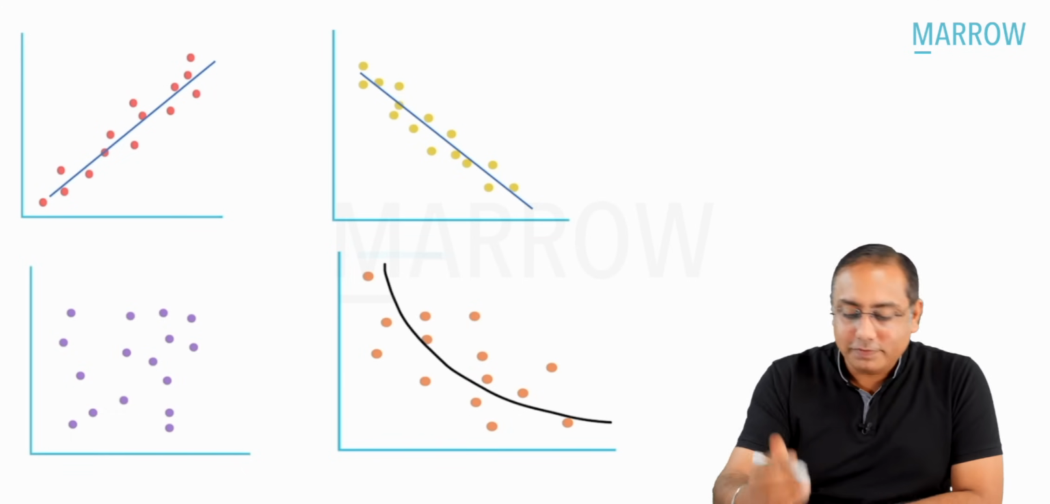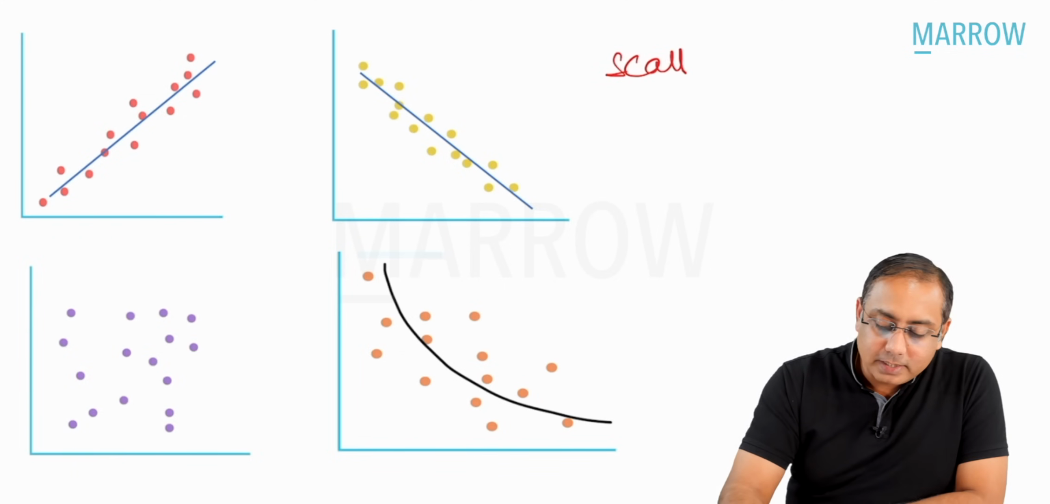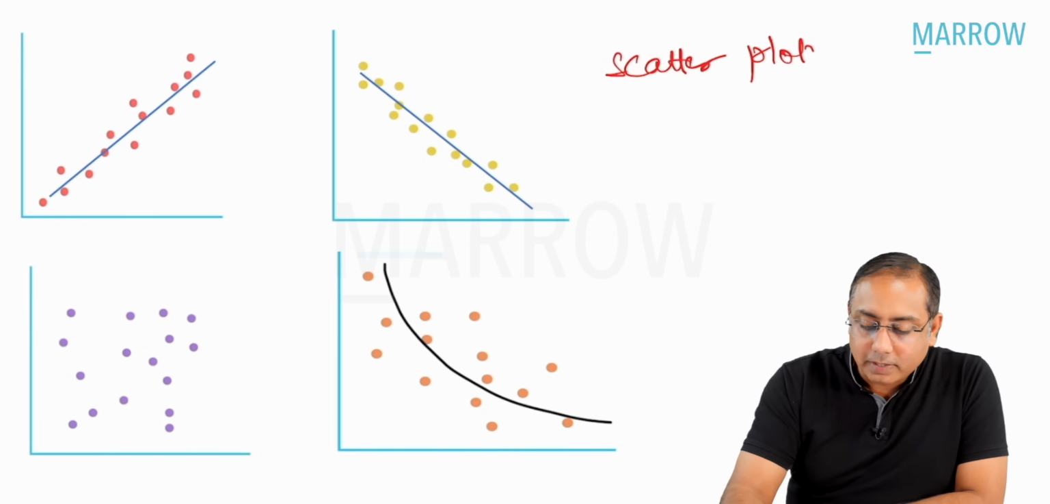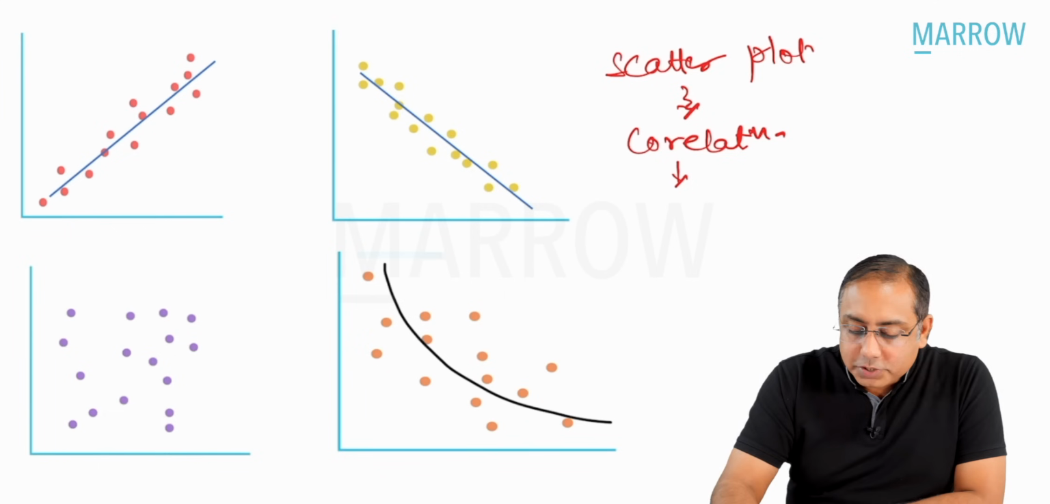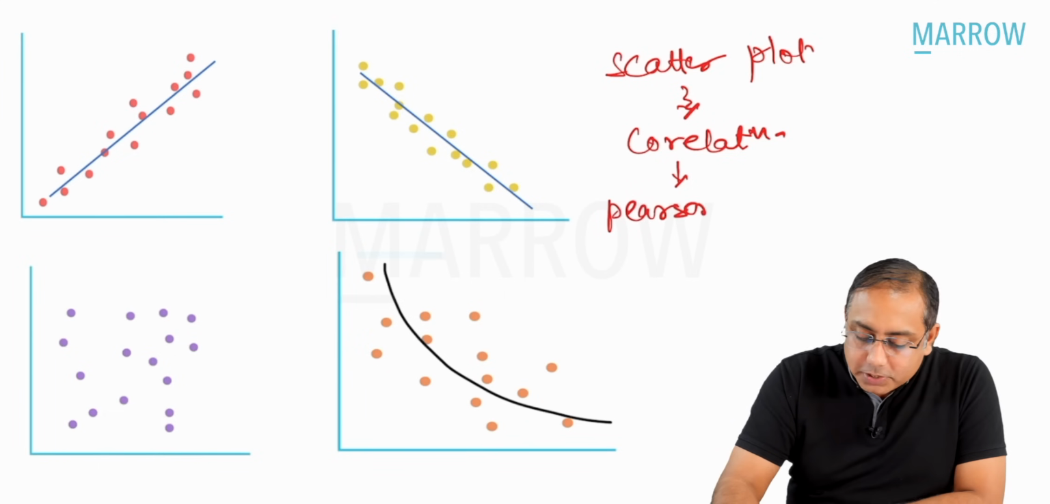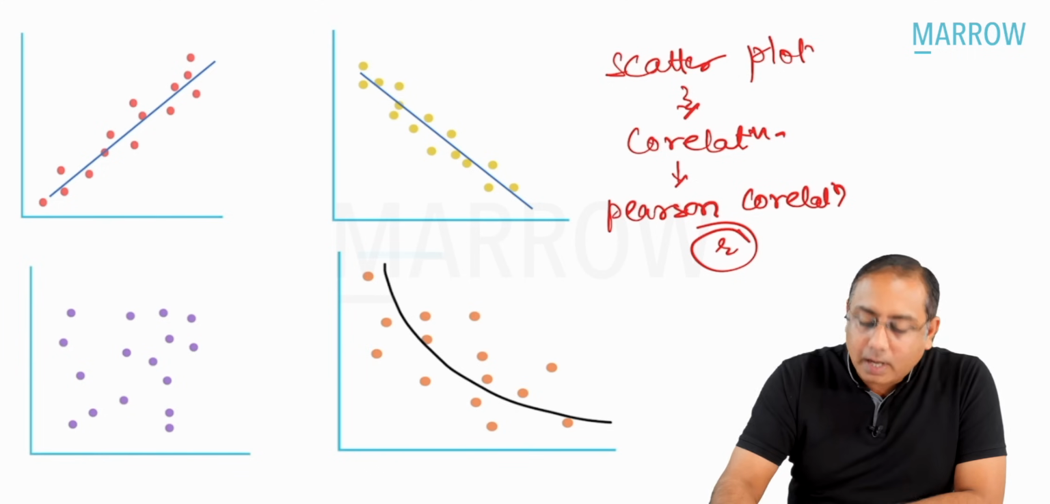Next in line, what do you see here? This is a typical example of a scatter plot. In a scatter plot, what do we find out? We find out correlation. How do you find out the correlation? It is given by the Pearson correlation. It is given by the symbol R.